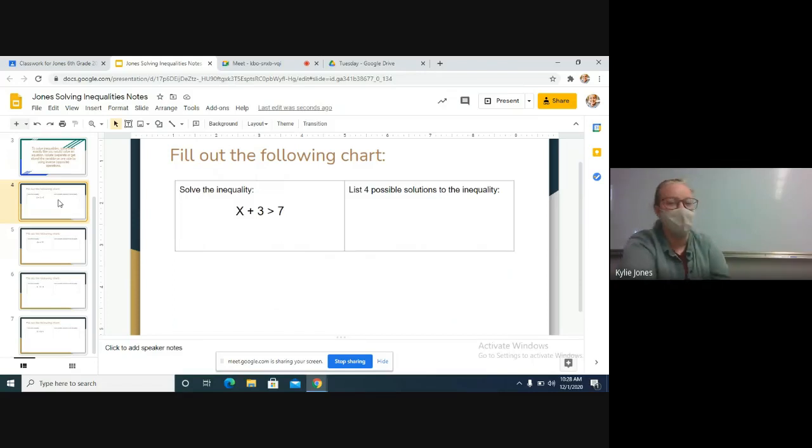So let's look at slide number 4. It says to fill out the chart. So our first side on the left says to solve the inequality. We have x plus 3 is greater than 7.